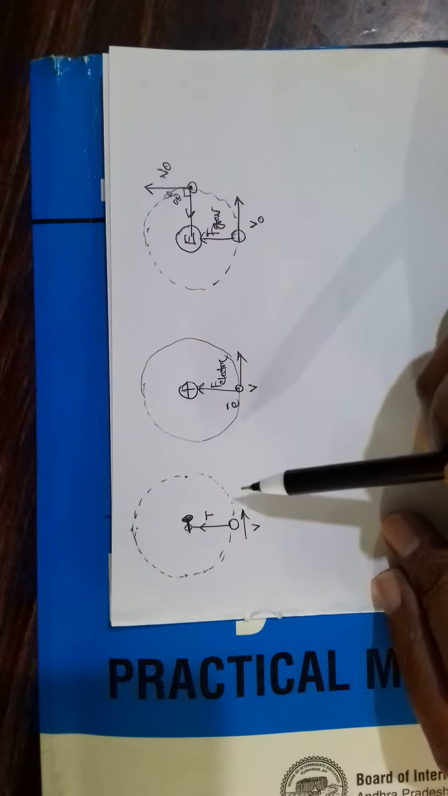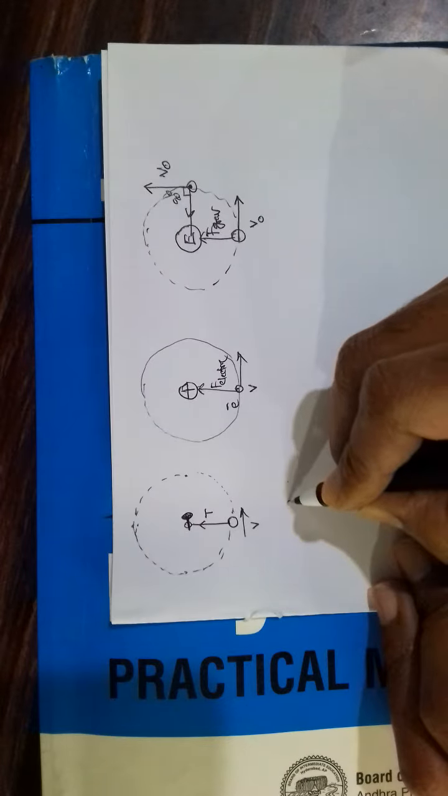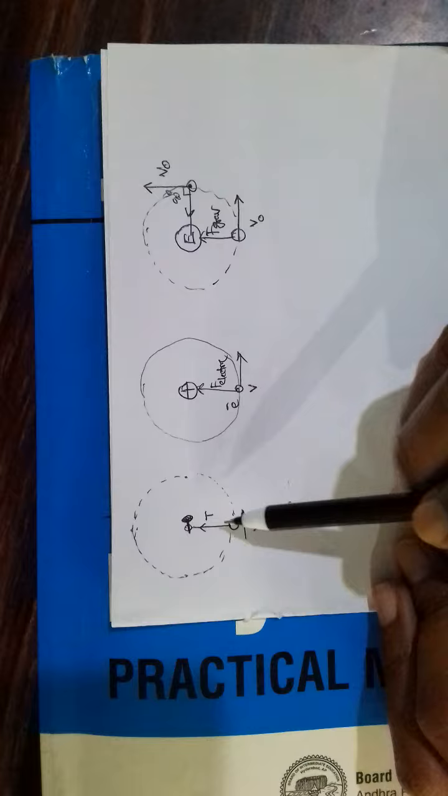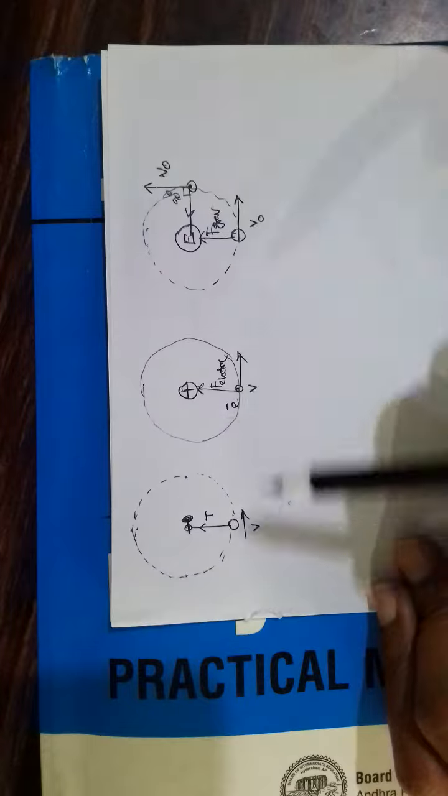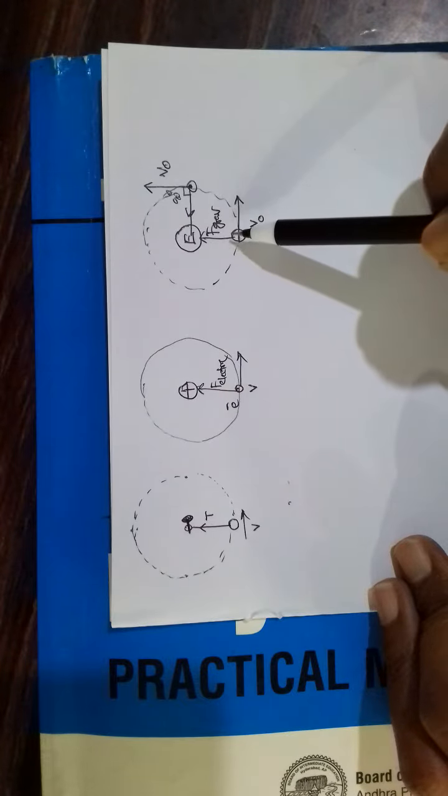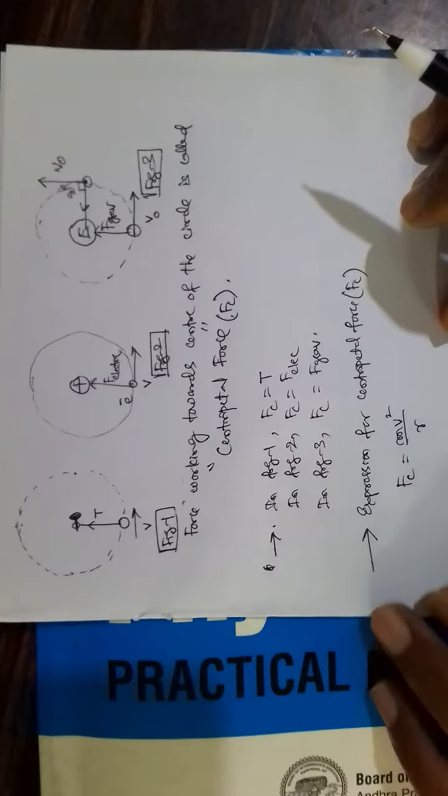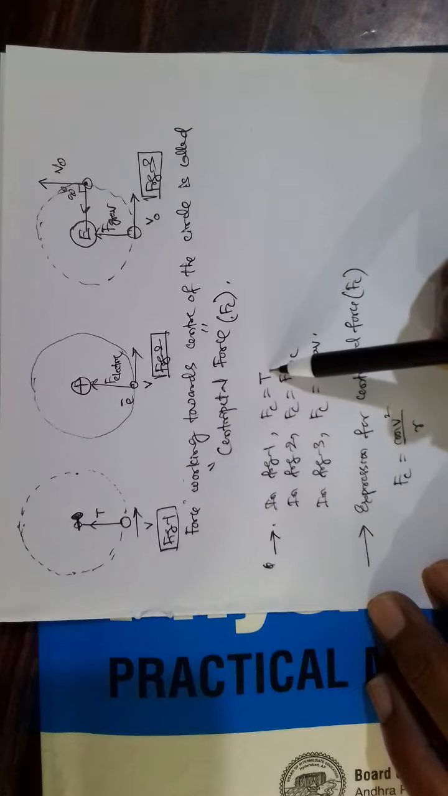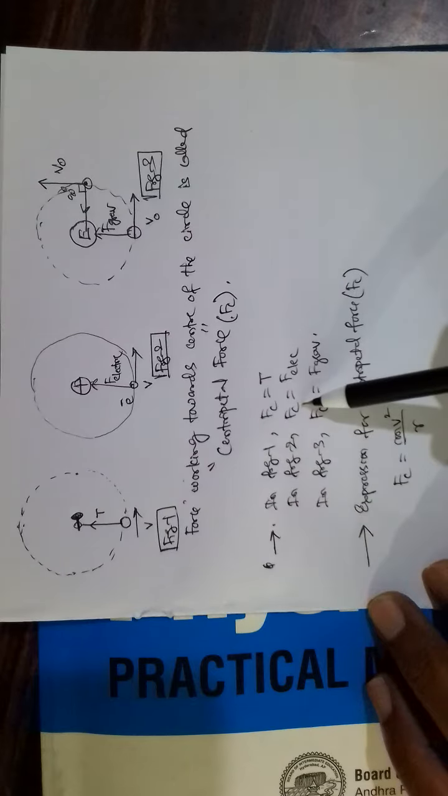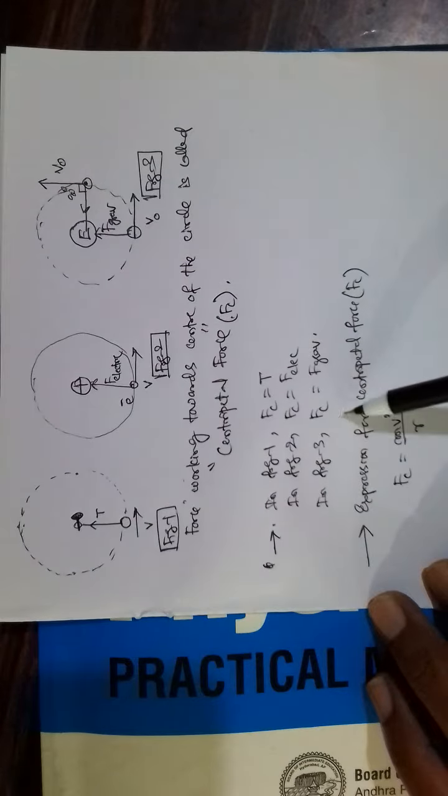And the force acting towards the center of the circle is called centripetal force. Here the centripetal force is tension in the string. Here the centripetal force is electrostatic force. Here the centripetal force is gravitational force. So in figure 1, the centripetal force is tension in the string. In the second figure, centripetal force is electrostatic force of attraction. And in the third figure, the centripetal force is gravitational force.